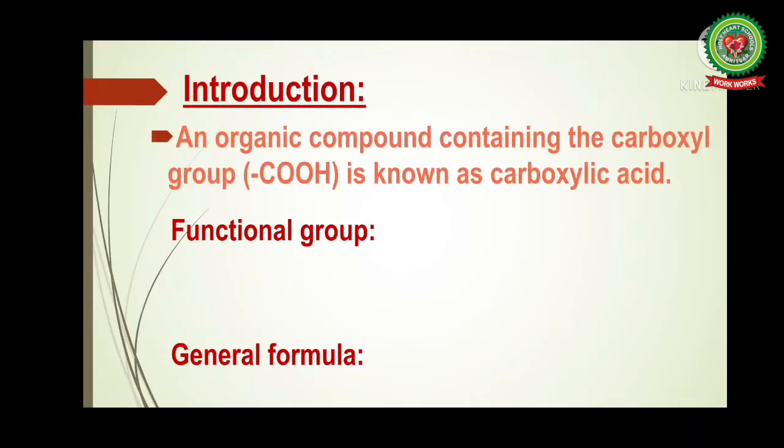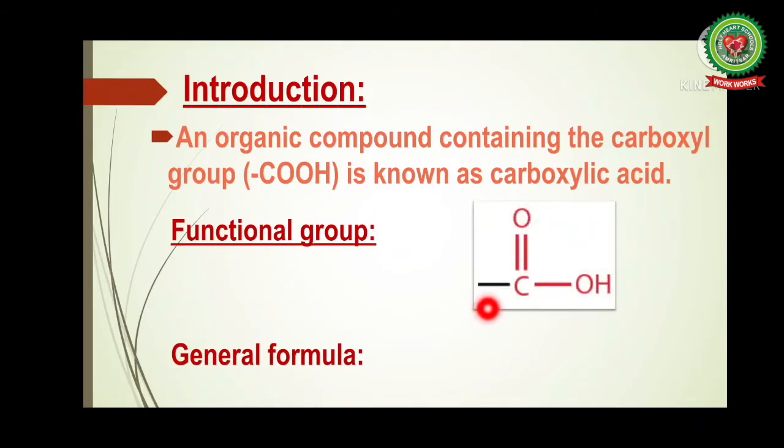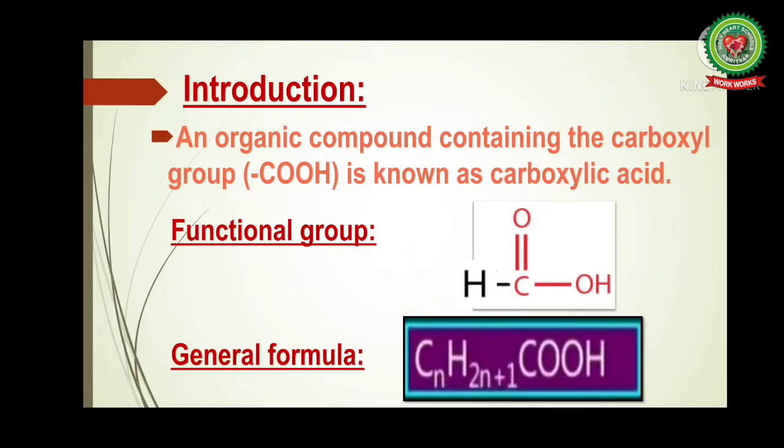An organic compound containing the carboxyl group is known as carboxylic acid. Its functional group is COOH. Here, one of the valencies of carbon is satisfied by either an alkyl group or by hydrogen atom. The general formula for carboxylic acid is CnH2n+1COOH, where n is the number of carbon atoms.